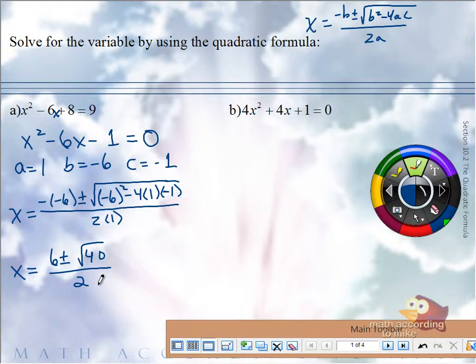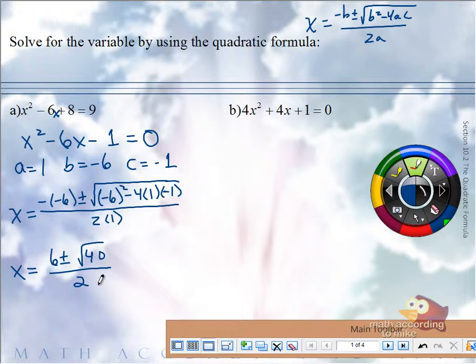Can I cancel my 6 and my 2? No. Can't cancel in a fraction unless the entire thing in the numerator and denominator is a product. We don't have a product in the numerator, we have a sum or a difference. So don't cancel your 6 and your 2 yet. We will in a second.